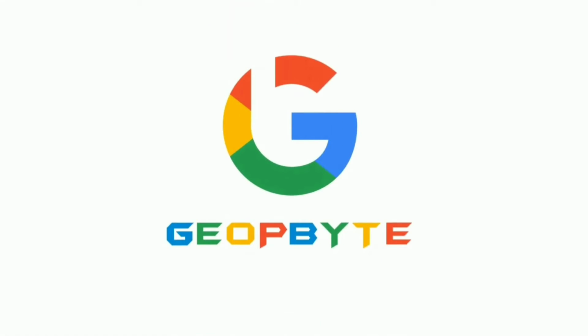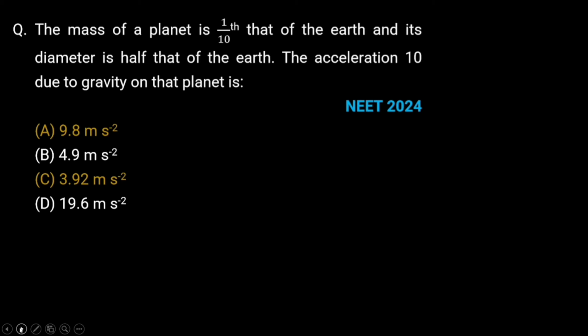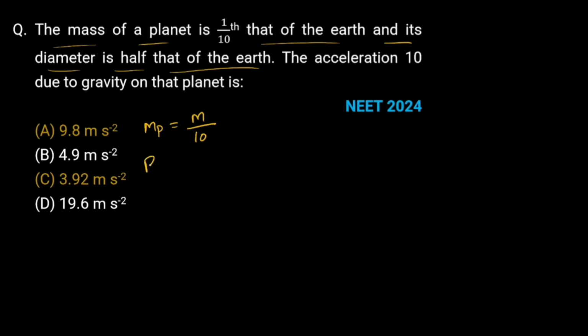Look at this problem. It is asking like this: the mass of a planet is 1/10 of the mass of the Earth. Mass of the planet is mass of the Earth divided by 10. And its diameter is half that of the Earth. Radius of the planet is half of the radius of the Earth. So diameter half means radius also half.